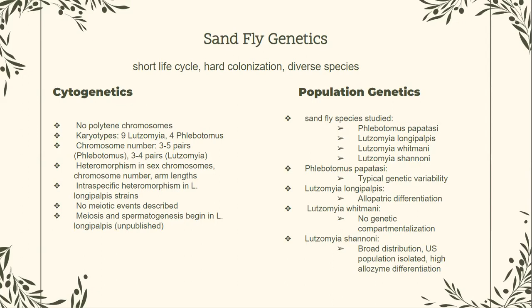Intraspecific heteromorphism has been observed in geographic strains of Lutzomyia longipalpis. However, meiotic events have not been described due to the small size of the chromosomes and lack of visibility at the light microscope level. But in Lutzomyia longipalpis, meiosis and spermatogenesis begin within hours of adult emergence. Population genetics. Sandfly species have been studied extensively for their population genetic structure. Phlebotomus papatasi shows typical genetic variability across its range without strong evidence of local differentiation.